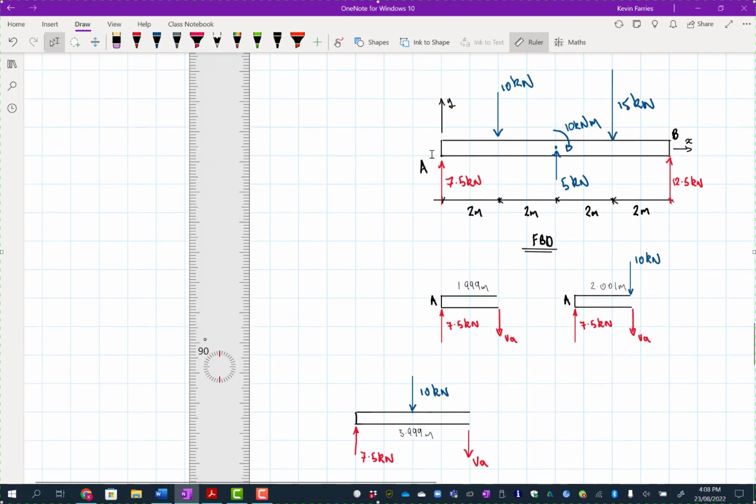So I've drawn each of these sections, starting from this side and going this way. Let me just move this one across a little bit.